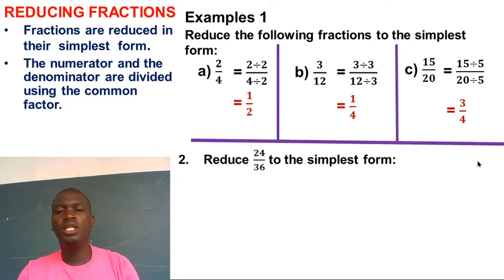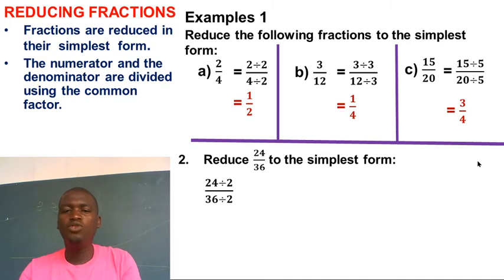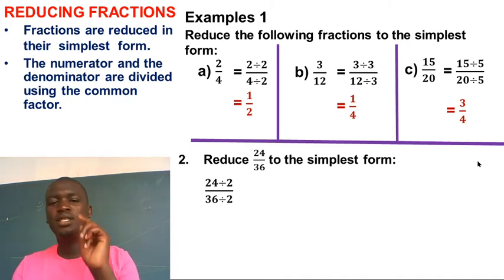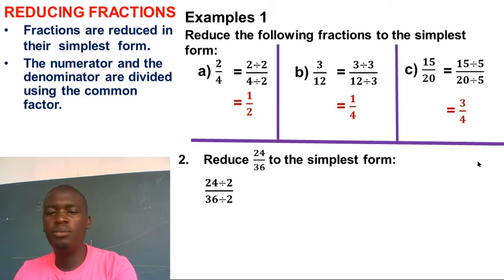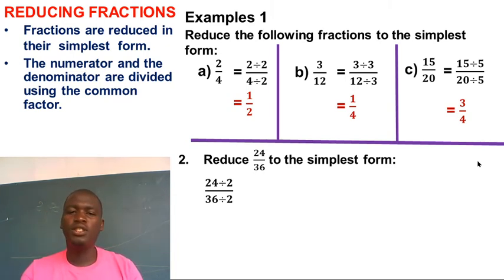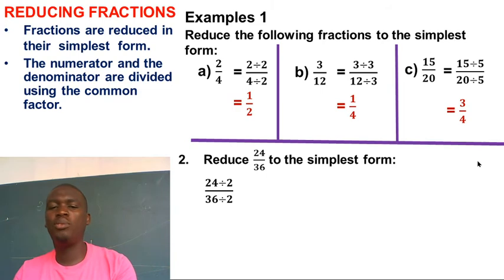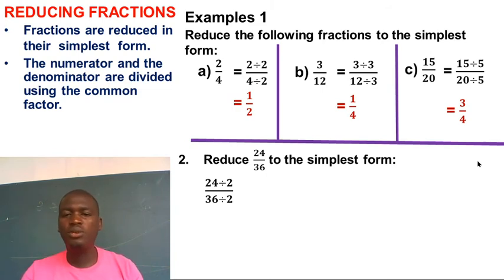Our number 2 is saying reduce 24 out of 36 to the simplest form. Let's look at it. For 24, the first common factor you can see is 2. So 24 divided by 2, what do we get? We shall get the answer, and 36 divided by 2. So what is 24 divided by 2? How many times does 2 go to give you 24?